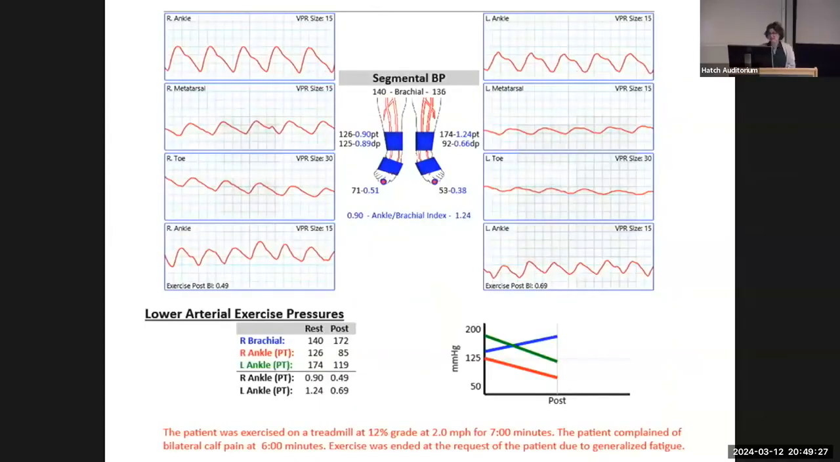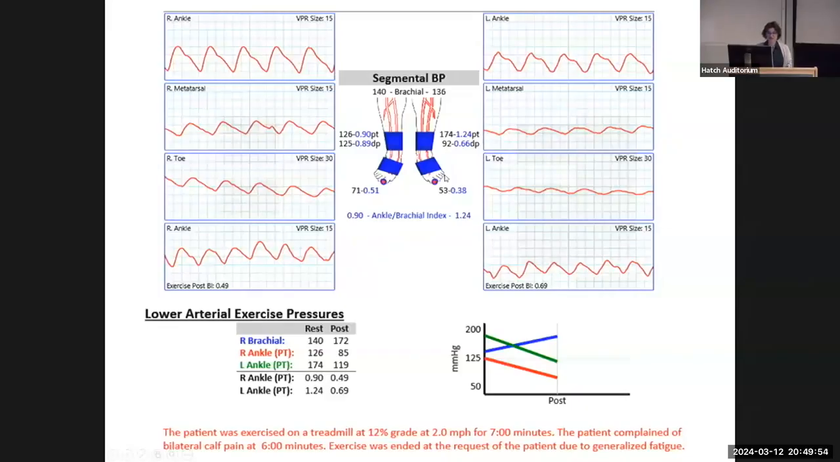Okay, this is the last ABI example to show you for exercise therapy. So in this case, we've got a brachial pressure on the right of 140, which is the higher of the two. Our ABI at rest on the right is 0.9, the highest ABI, which is just abnormal. On the left side, we have a big discrepancy, 1.24 for the posterior tibial versus 0.66. Pretty big difference there, right?